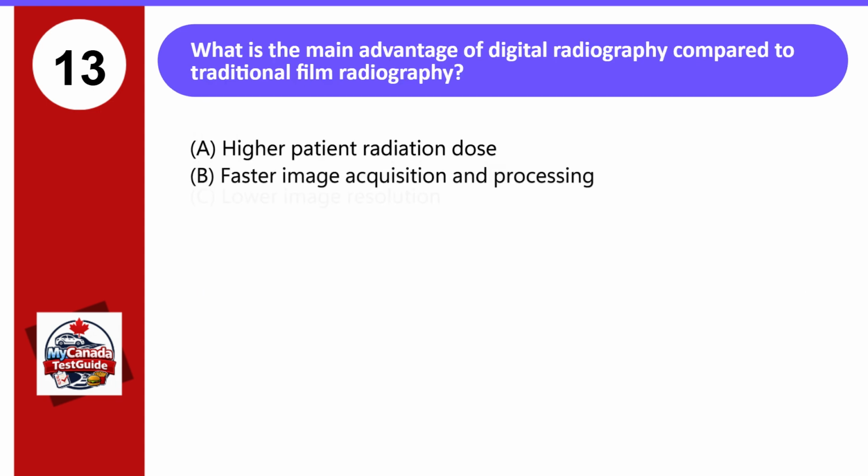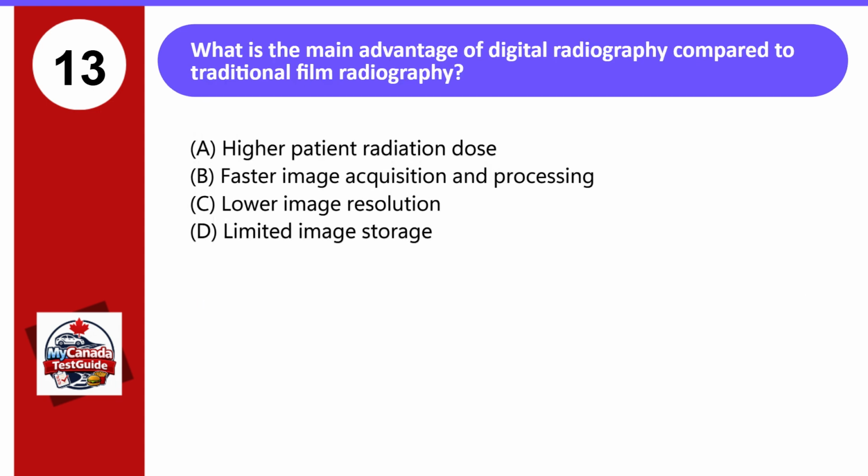What is the main advantage of digital radiography compared to traditional film radiography? A. Higher patient radiation dose. B. Faster image acquisition and processing. C. Lower image resolution. D. Limited image storage.